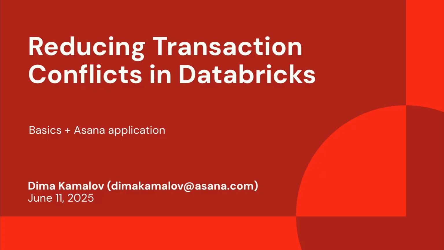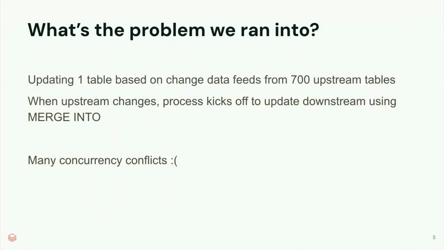Yeah, so I'm going to talk about having fewer transaction conflicts. The reason I was working on this problem is that I had a table downstream of 700 upstream tables. Anytime anything upstream changed, I wanted to propagate the changes to my downstream table. And so there could be 700 processes writing to the same table at the same time. They started running into each other.